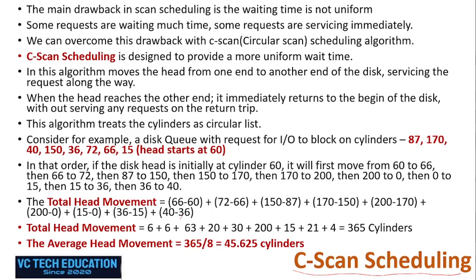To overcome this drawback, the C-scan, that is the circular scan, is introduced. C-scan scheduling is designed to provide a uniform wait time. This algorithm moves the head from one end of the disk to the other end, servicing requests along the way. When the head reaches the other end, it immediately returns to the beginning of the disk. So it will reduce the wait time.